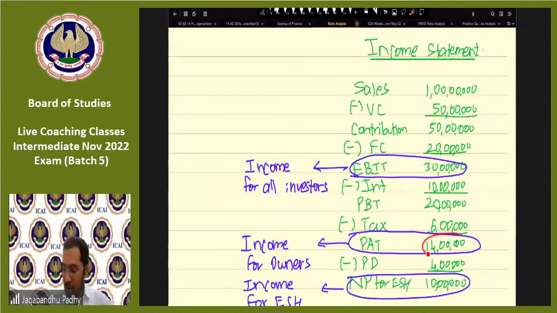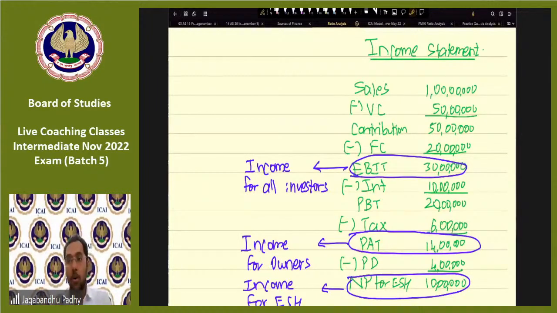So this PAT of 14 lakh, does this 14 lakh belong only to equity shareholders? No, it belongs to both equity shareholders as well as preference shareholders.